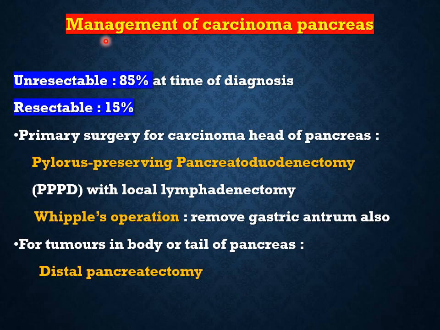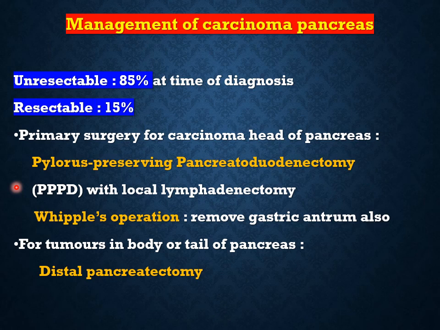Now we come to the management of pancreatic cancer. 85% of pancreatic carcinomas are unresectable at the time of diagnosis. If resectable, the primary surgery for carcinoma of the head of pancreas is known as a pylorus preserving pancreatoduodenectomy, PPPD, with local lymphadenectomy.